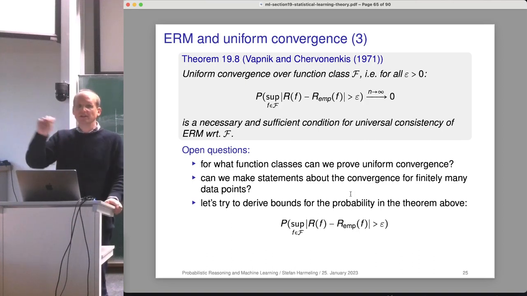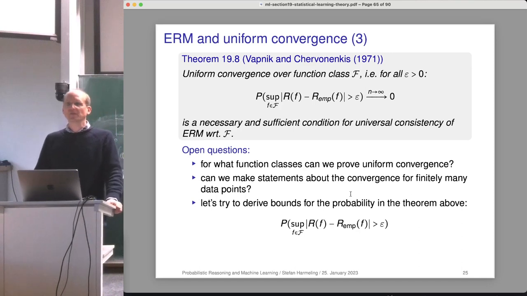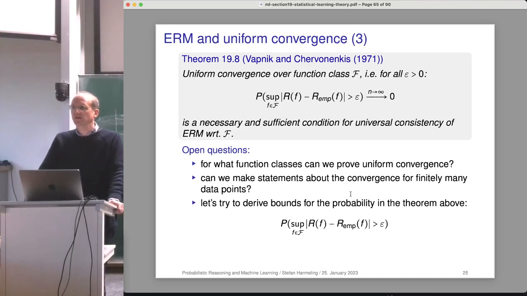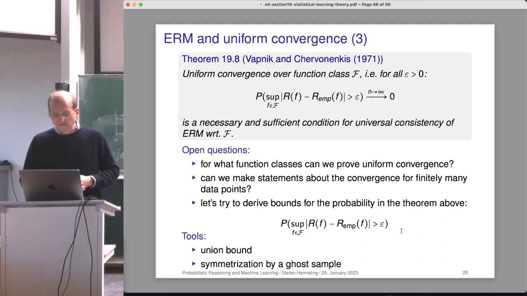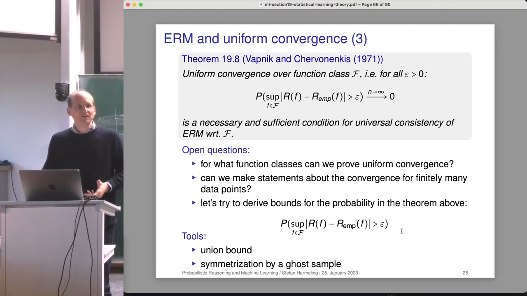So we want to have something like e to the minus n. We want something like this Chernoff-Hoeffding bound, or we want to use it somehow. So let's try to derive a bound for that one. That's the next goal now. We are using two tools, the so-called union bound and then symmetrization by ghost sample. This sounds super fancy, and it is indeed super fancy, but you will see every step is simple and understandable. I hope you are still following until this point.